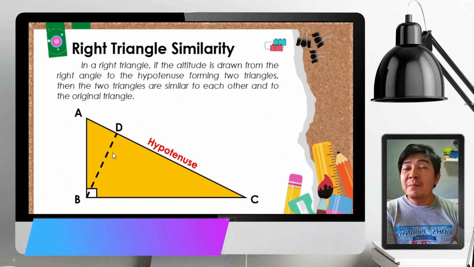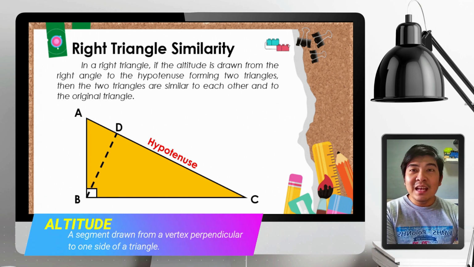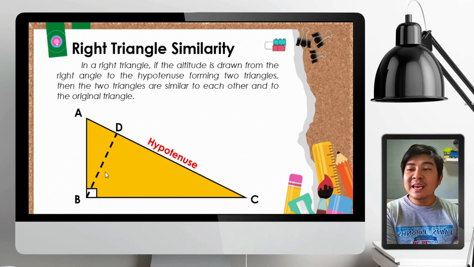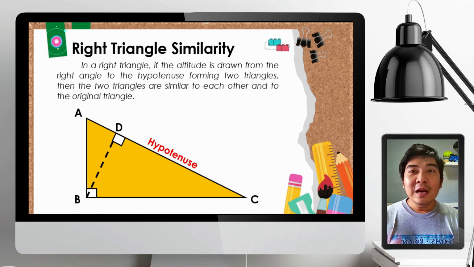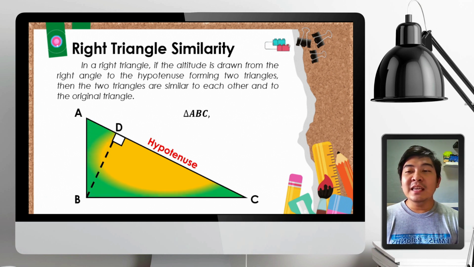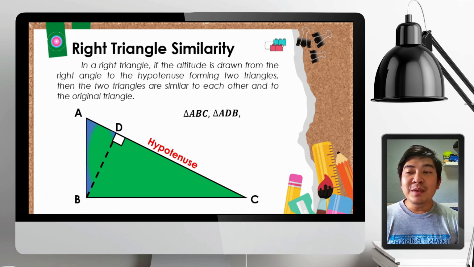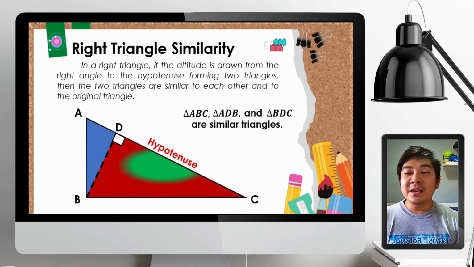Take note that when we talk about altitude, it is a line segment that is perpendicular to a side of a triangle. In our case, we need to draw an altitude to the hypotenuse. So we have segment BD as our altitude. After drawing the altitude, we can form three similar triangles. The first is the biggest triangle, triangle ABC, the green triangle. It is similar to triangle ADB, the smallest triangle, and triangle BDC, which is our bigger triangle.